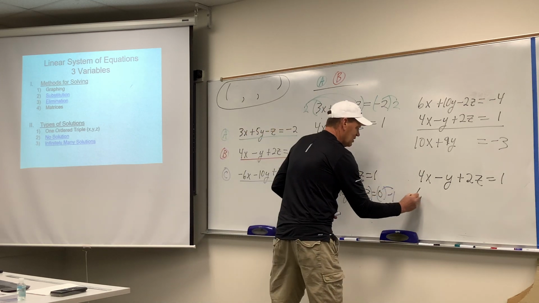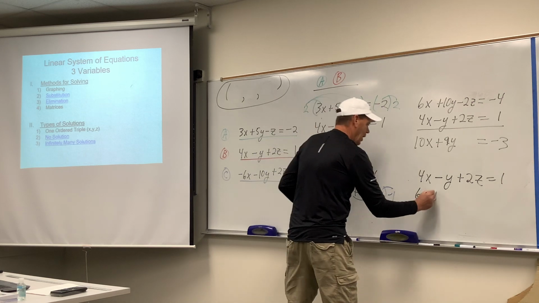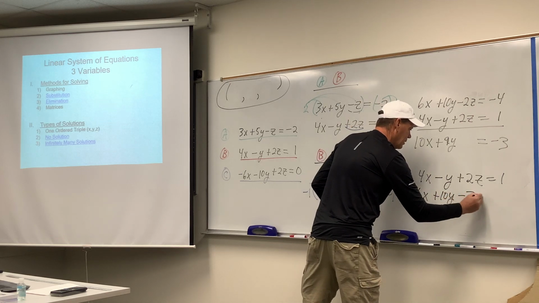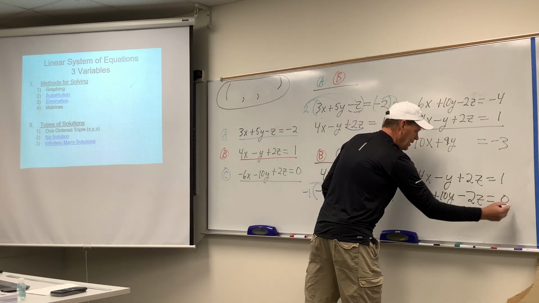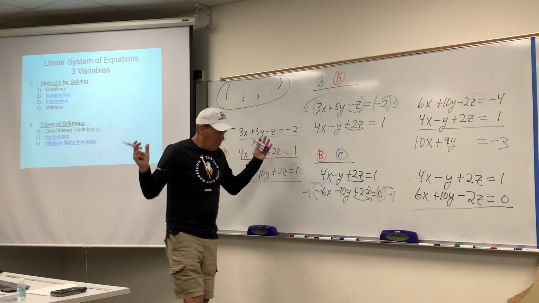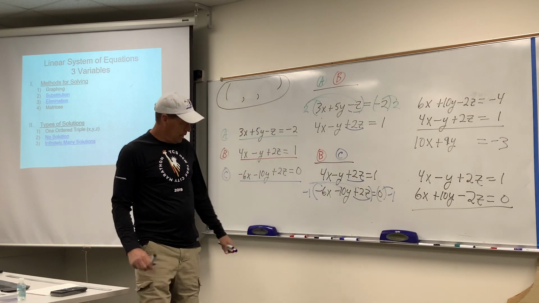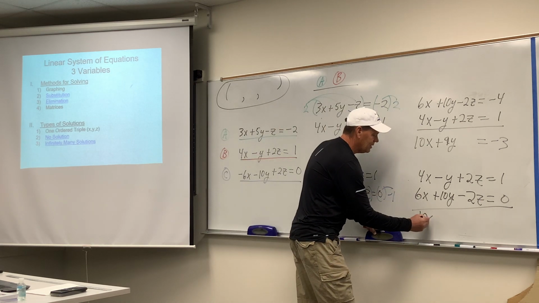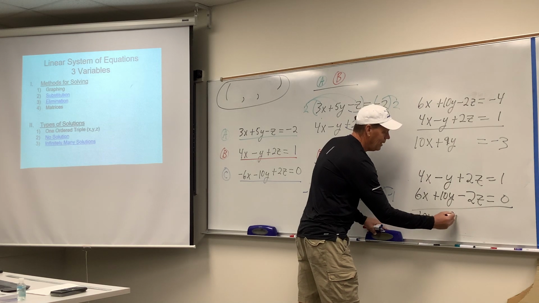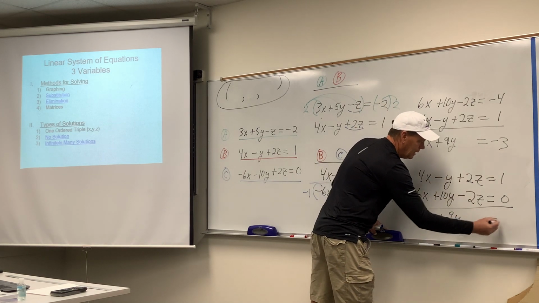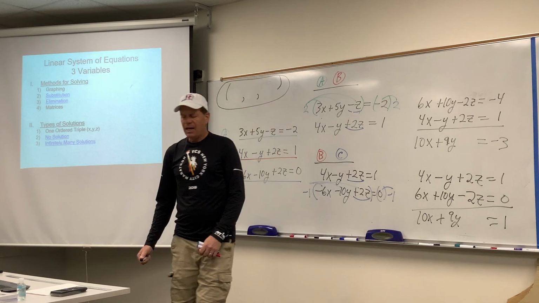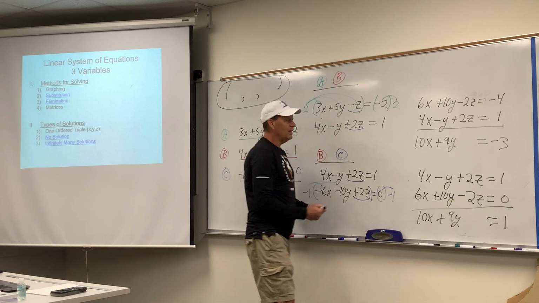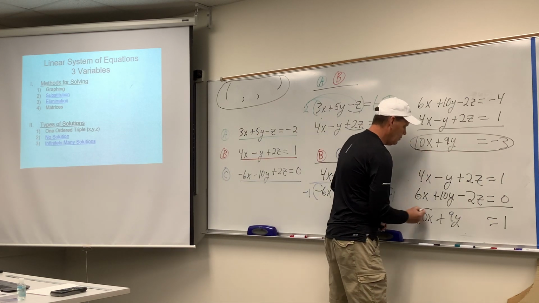And now it becomes 6x plus 10y minus 2z, and 0 times anything remains 0. Multiply every term in that equation by -1. Combine like terms, and this is 10x plus 9y, z goes away, and it equals 1. Again, the strategy I like is to get rid of z so that you end up with two equations and two variables.